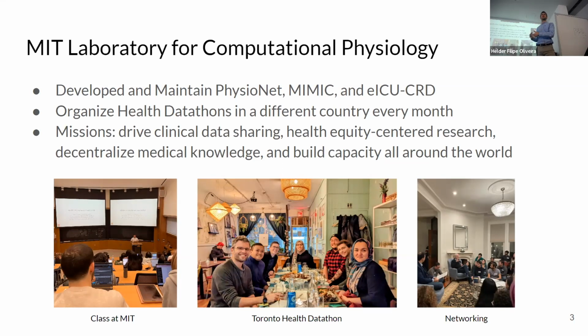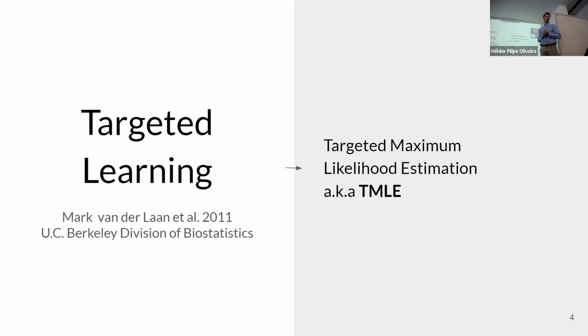They organize datathons everywhere in the world every month. I was lucky to go to Toronto in February. That's the picture that's there. So as you can see, it's a very multidisciplinary, super diverse team. I also had the opportunity to go to some classes at MIT. This is a machine learning for healthcare class. And on the right, this picture is Pete Solowitz's house. He invited all the students to go to their house. It was super fun.